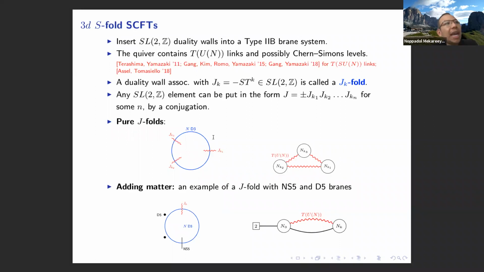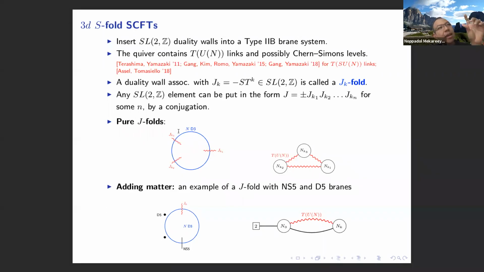Suppose I take N D3 on a circle. In my low energy limit, I get some 3D theory, okay? And I put walls on this. Suppose that I put J_{k1}, J_{k2}, and J_{k3} in the picture, where J_k is defined as minus S T to the k, and this is an element in SL(2,Z). Why is it called J_k? Because when I introduce this thing, I introduce a local J_k action at the wall.